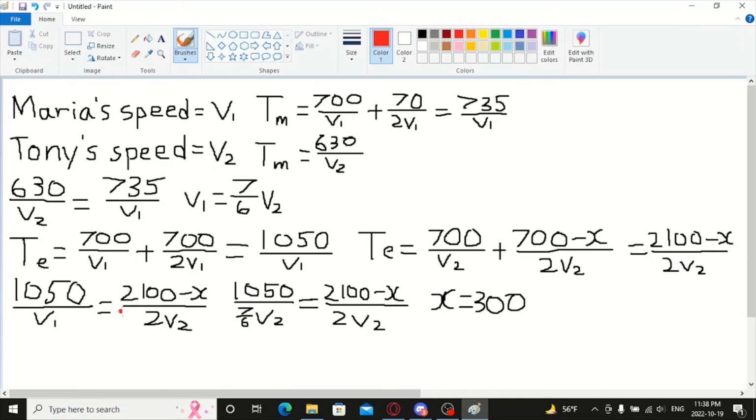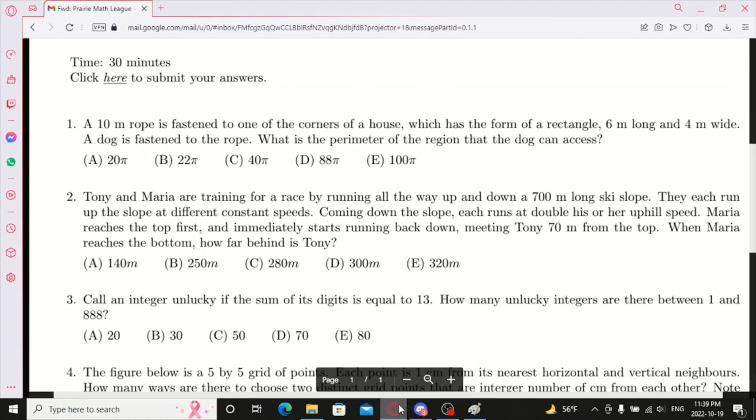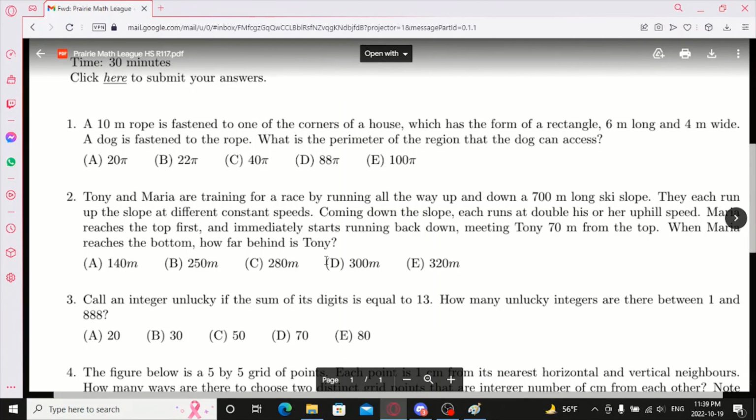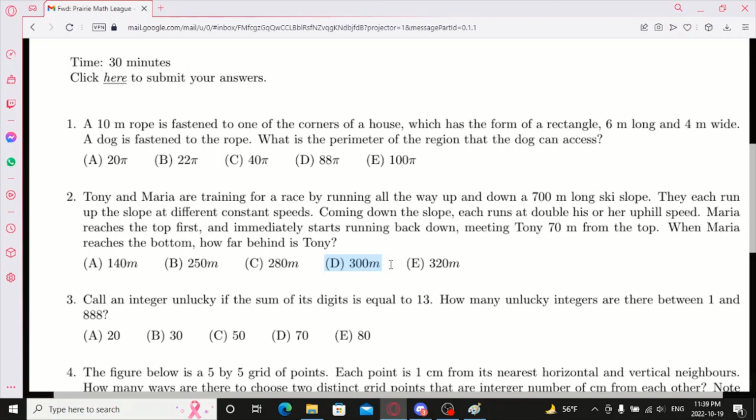So we have them both equal each other, and since we know that v1 is equal to 7/6 v2, we can substitute this into the equation, remove v2 from this, and then factor out all of this. We get x is equal to 300, which means the difference between the two racers at the end of the race is 300 meters. And here in question 2 we have option D, which is 300 meters. Therefore the answer is D.